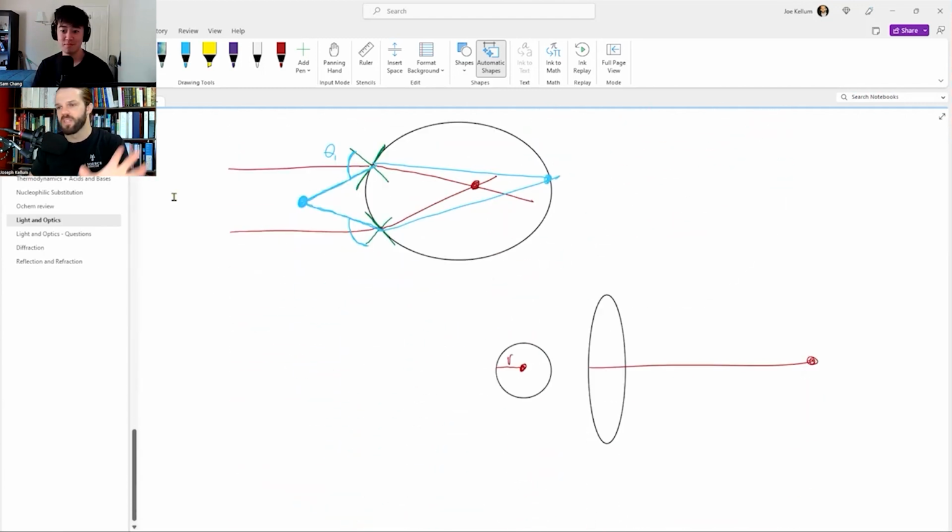Okay, so that is hyperopia, and these people will need a converging lens to help them out, because the light rays are coming together behind the retina. So that's just what's going on there.